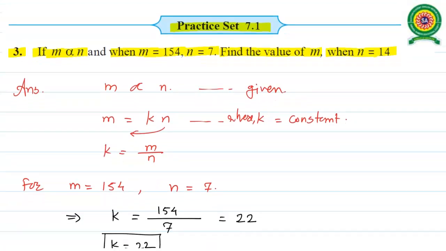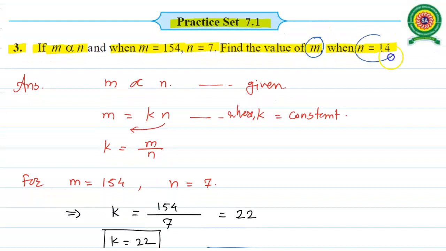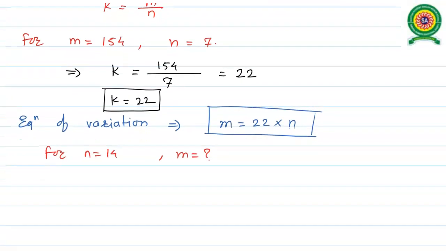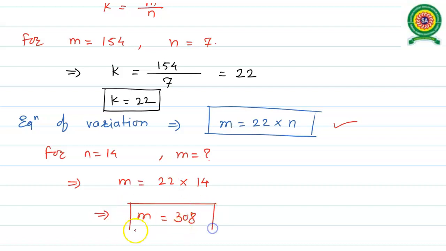Now we have to evaluate the value of m for n equals 14. So I am writing, for n equals 14, what is the value of m? Again by using the equation of variation, we have m equals 22 into n, and the value of n is 14. After simplifying, 22 into 14 is 308. So when the value of n is 14, the value of m is 308.